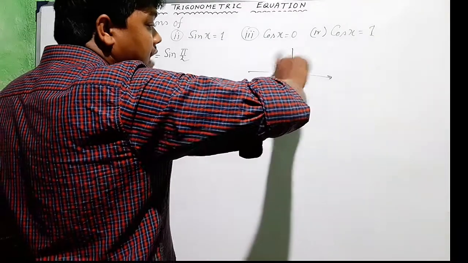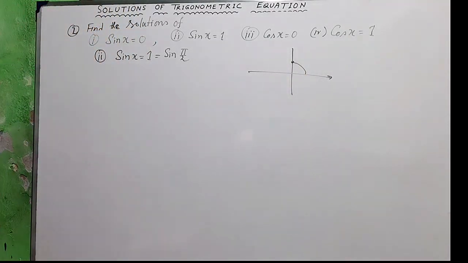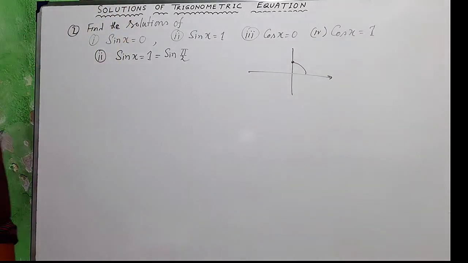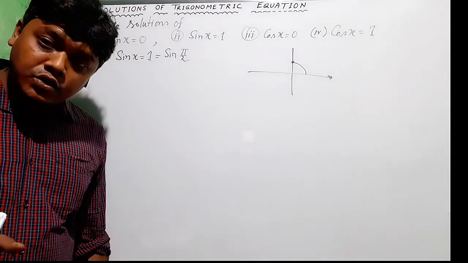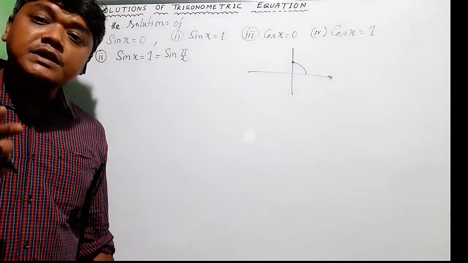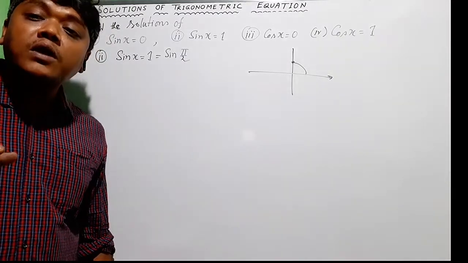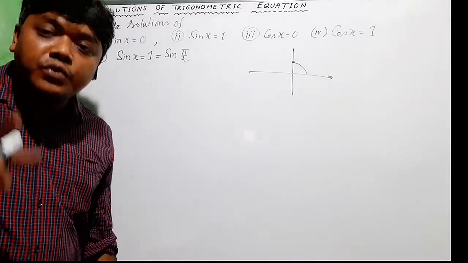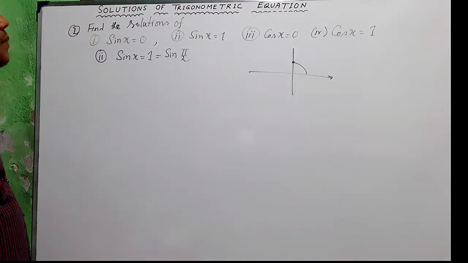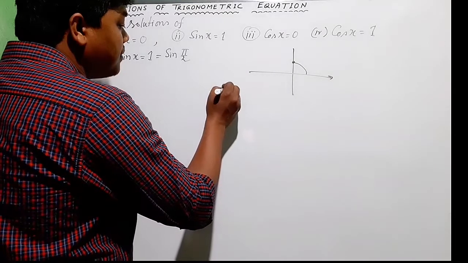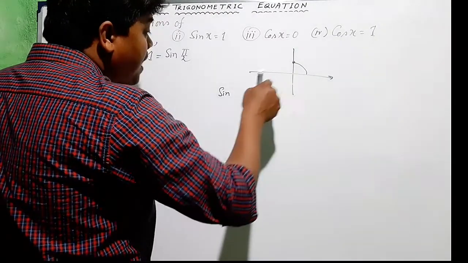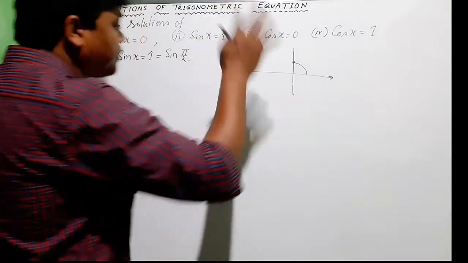And sin 2 pi plus pi by 2, that is also 1. Sin 2 pi plus pi by 2 is always 1. Why? I have already said that sine is a periodic function with period 2 pi. So sin pi by 2 is also 1, and sin 3 pi by 2 is minus 1.